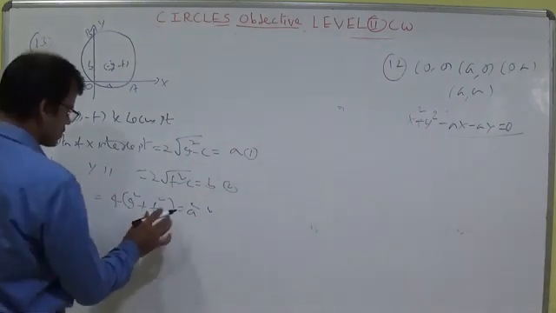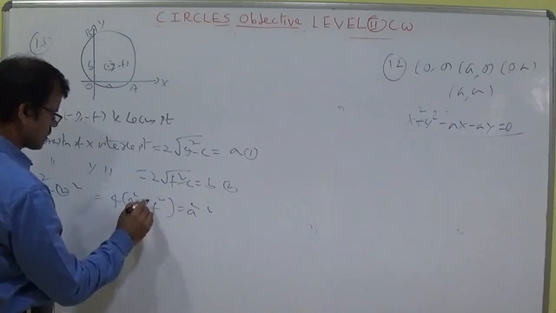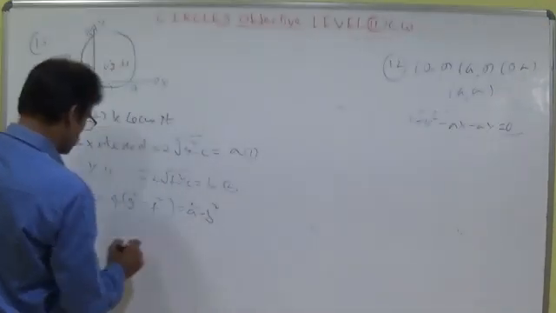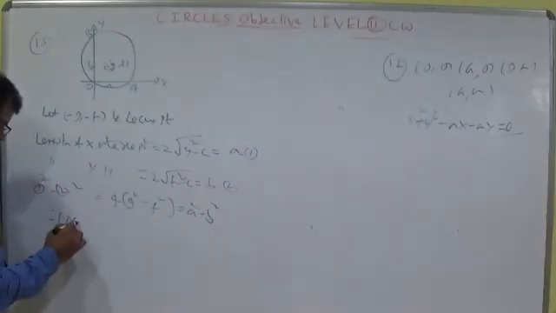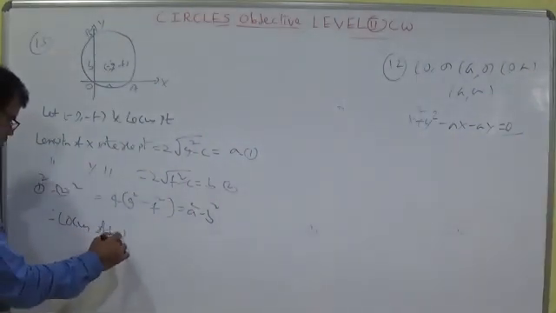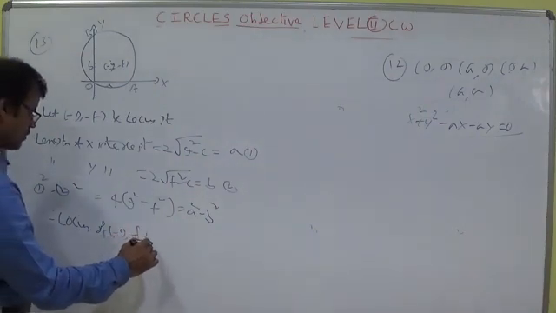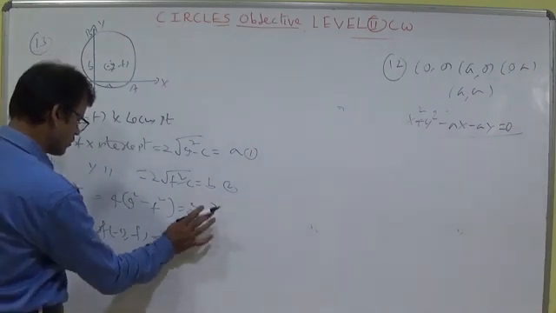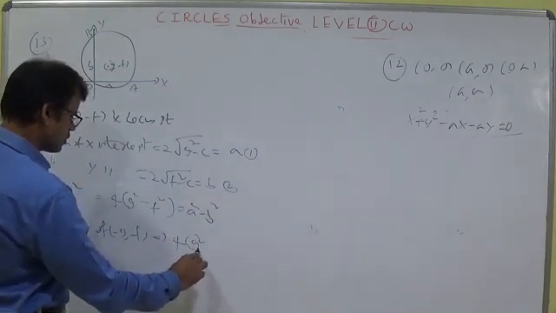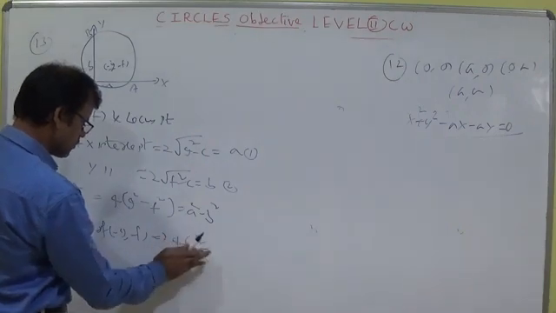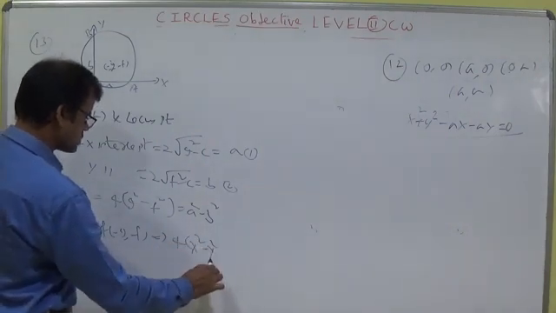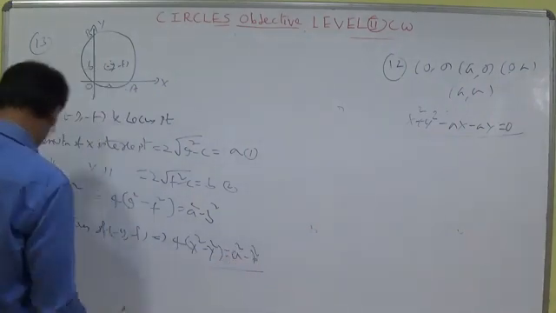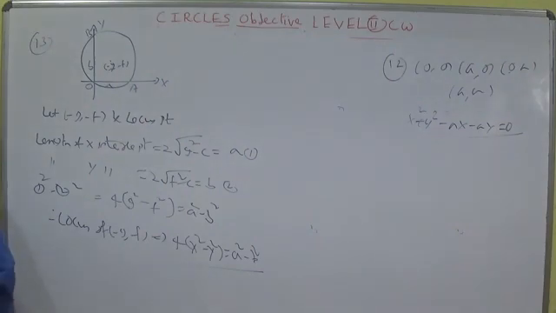Equation 1 squared minus equation 2 squared. So it becomes g square minus f square, minus c plus c got cancelled. That's all. Therefore you can write the locus of minus g comma minus f. Instead of minus g you can put x, and instead of minus f you can put y. So 4 into x square minus y square is equal to a square minus b square. That's all.